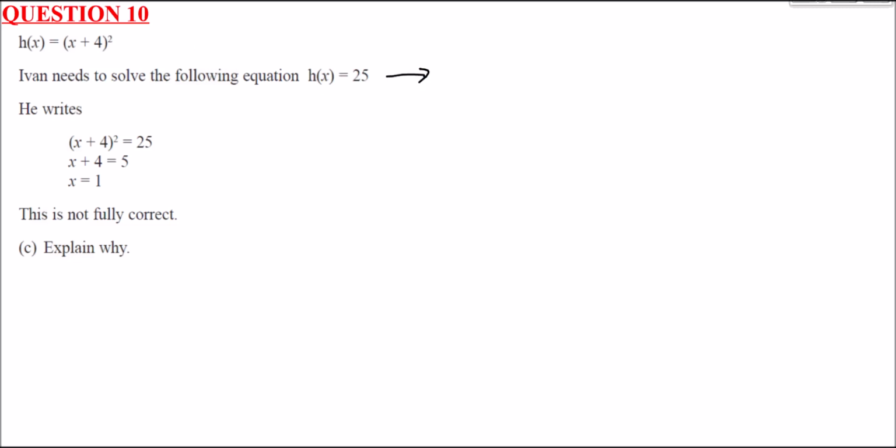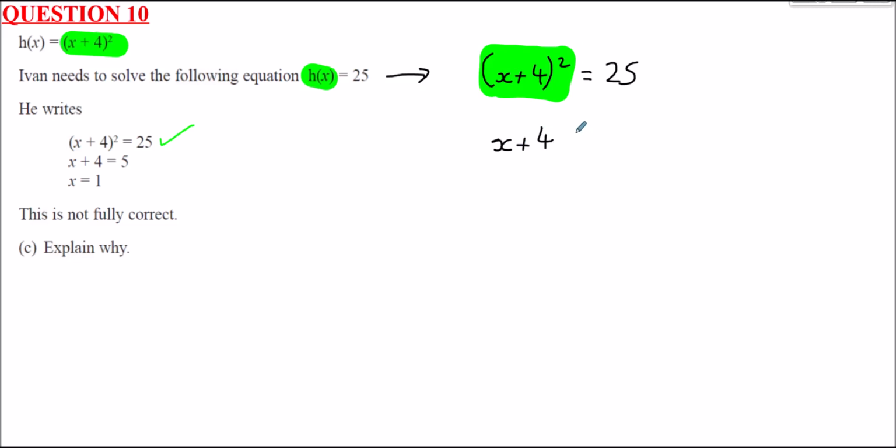Well, like the question said, h of x is equal to x plus 4 squared. So the first step would be to say x plus 4 all squared equals 25. Compare this with what Ivan said. Well, that's what he said on the first line, so that seems okay to me. So what he's done here is he's square rooted both sides. So the square root of something squared is just the thing without being square rooted. And he's put 5. Square root of 25 is 5. On the surface, that seems fine.